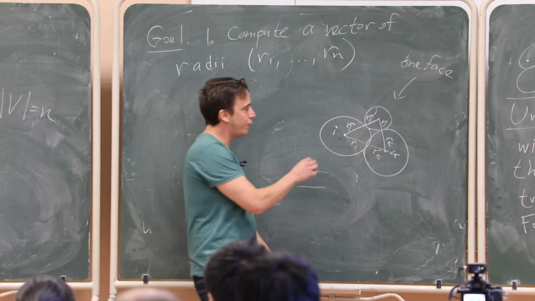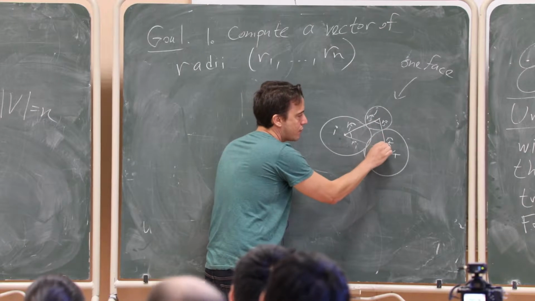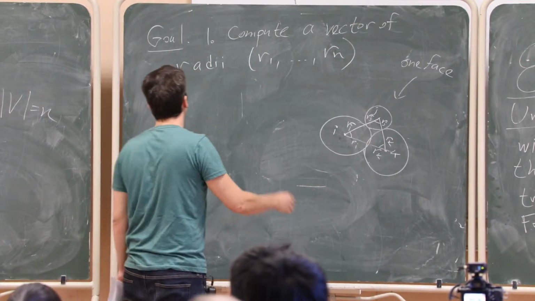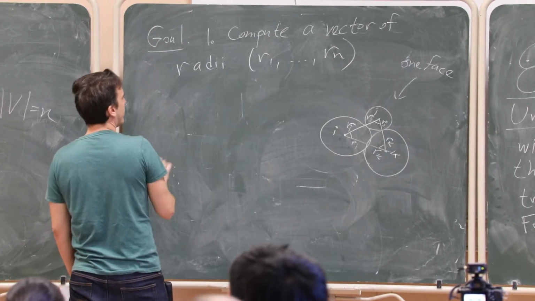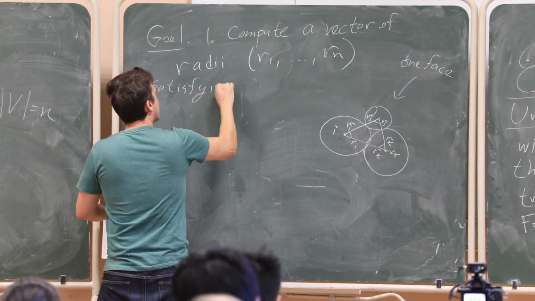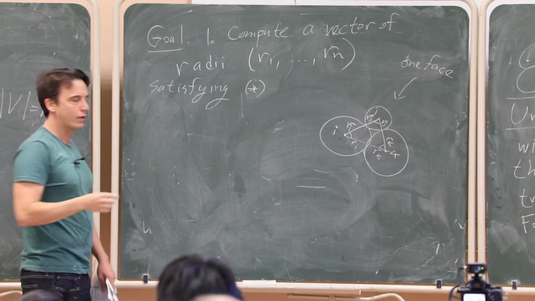And we understand that we are able to compute these angles, right? These three angles, just by looking at these three numbers. So our goal is to compute a vector of radii satisfying something that we will call star. And let's try to understand what star is.